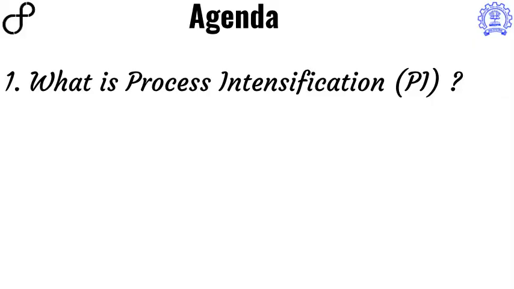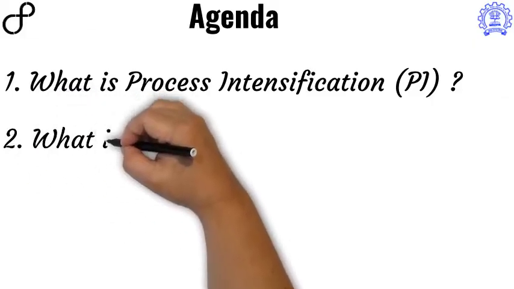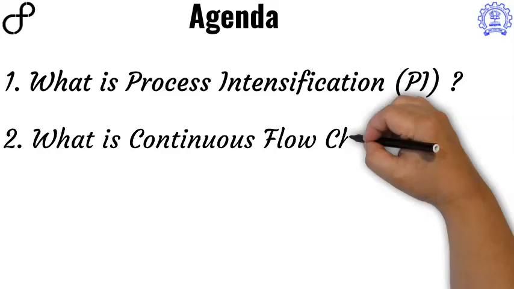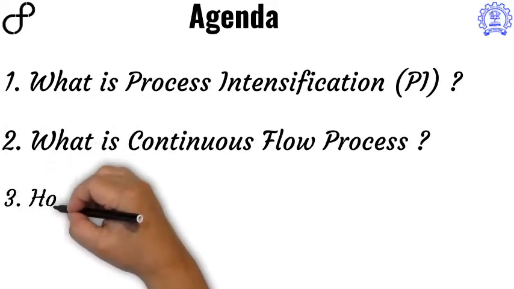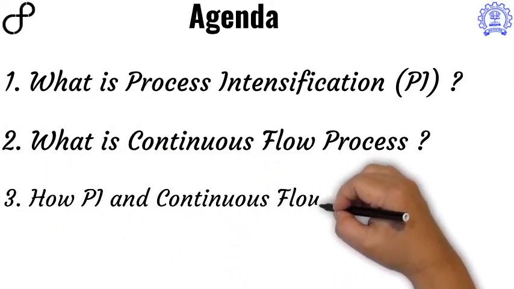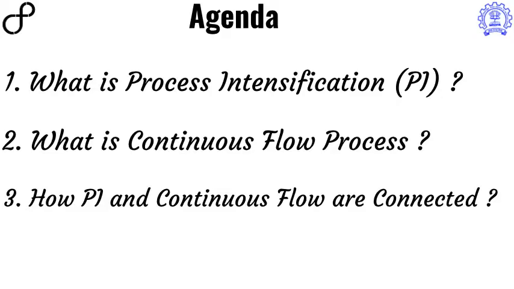The second theme will be what is continuous flow chemistry. Since this is a new topic and very different from batch chemistry, we will move slowly through this theme to make sure we all understand the nuances of continuous flow chemistry, its distinct advantages and differences with respect to traditional batch chemistry. The third theme will be what is the connection between continuous flow chemistry and process intensification.